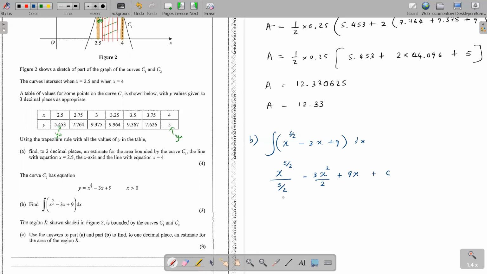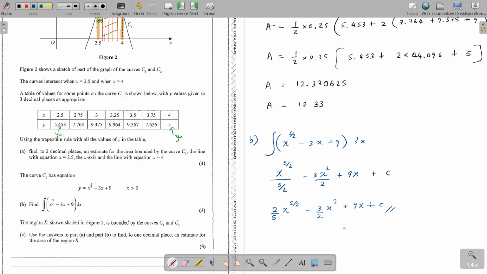So let's simplify this a little bit. The 2 in the denominator comes up, so 2 over 5 x to the power 5 over 2 minus 3 over 2 x square plus 9x plus c. So this is the answer for part B.